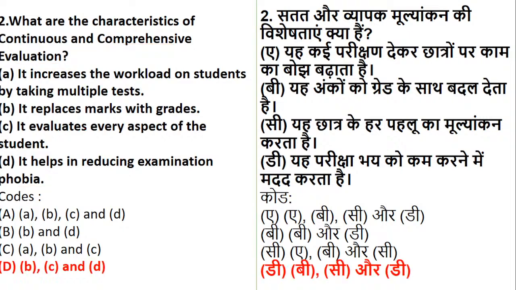Yes, very good. So a continuous and comprehensive evaluation replaces marks with grades. It evaluates every aspect, so we call it comprehensive, and it helps in reducing examination fear, that is called phobia. Now the other option: it increases the workload on students by taking multiple tests. No, in fact that is not happening. In fact, it makes things a little bit easier. It tries to take out the fear. So the first option is the wrong option, and options B, C and D are the right options.